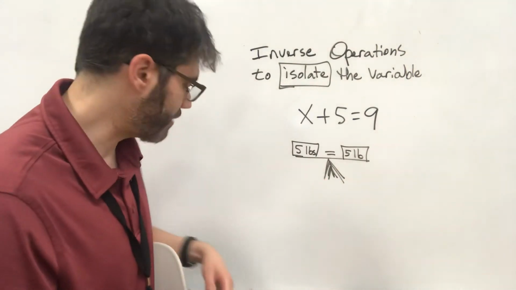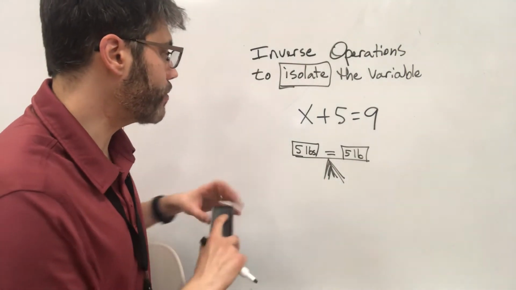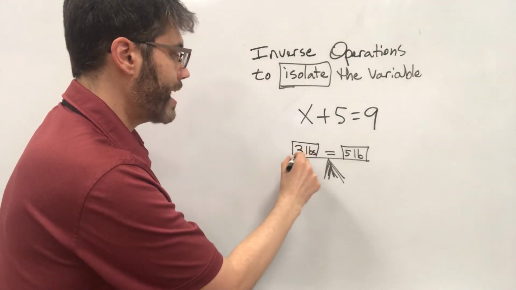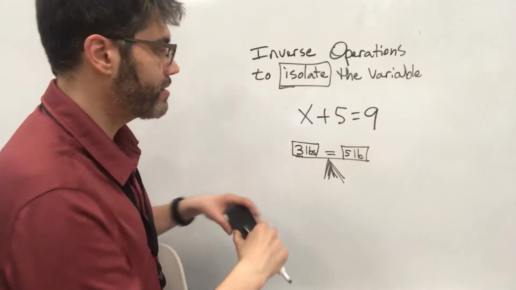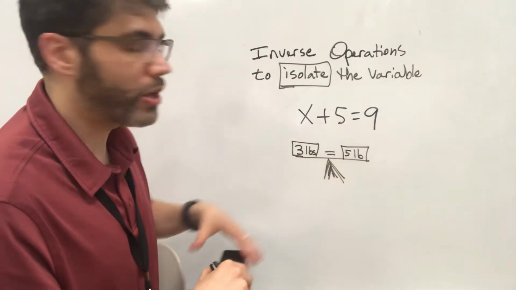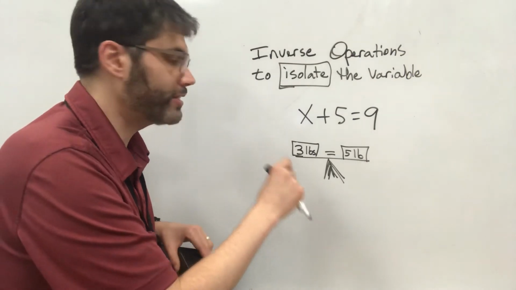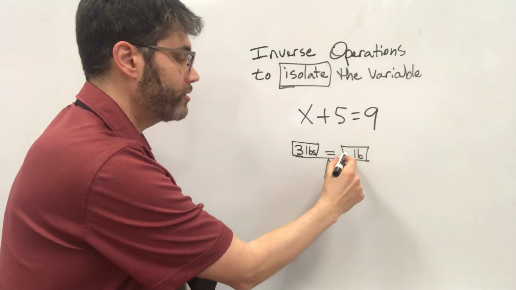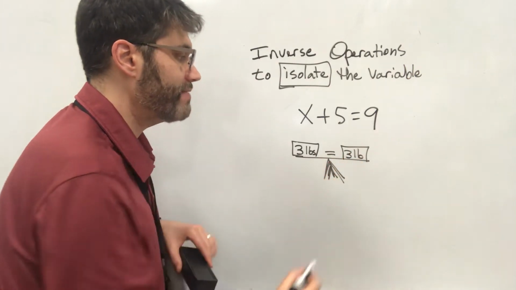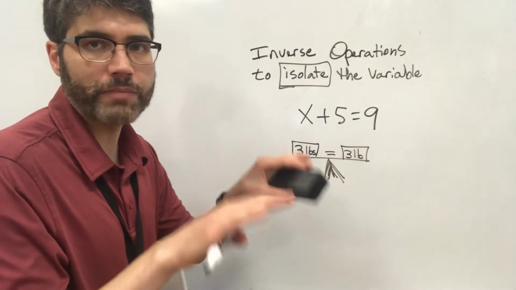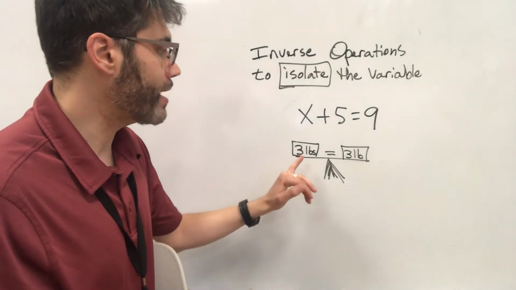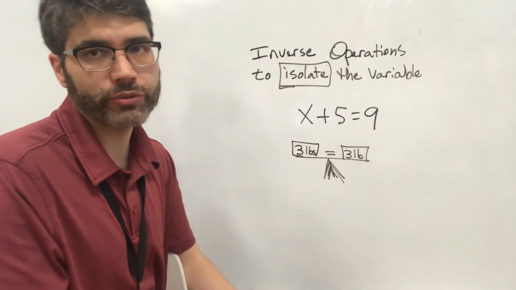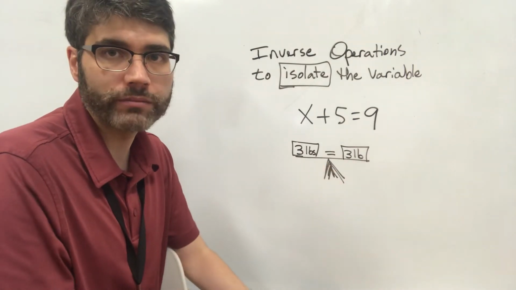Keeping it balanced. If I take away 2 pounds on this side, I would get 3 pounds on this side. But then this side would be way too heavy. So I need to take 2 pounds, not just from this side, but this side also. And if I take away 2 pounds from this side, I even the equation back out again, so it's back and even. Okay? So even though I had 5 equals 5 before, 3 equals 3 is just as true a statement as that as well.